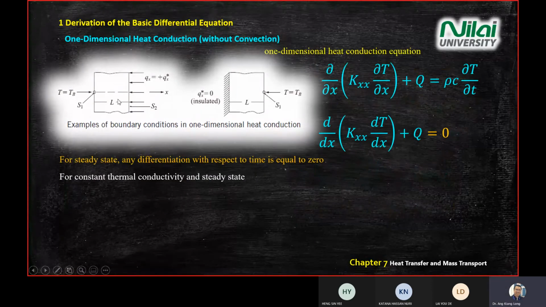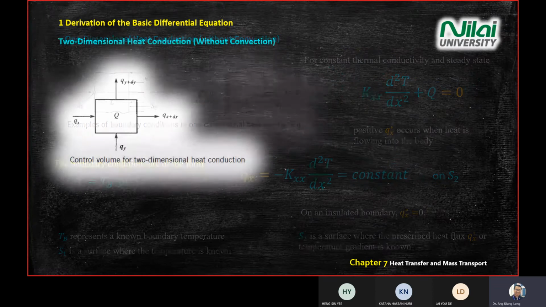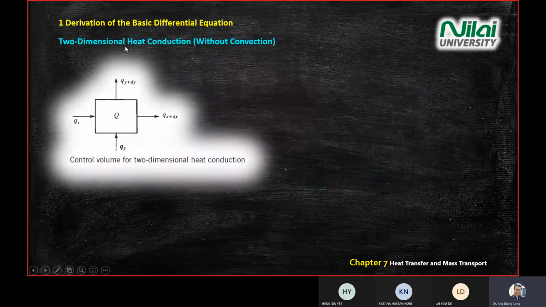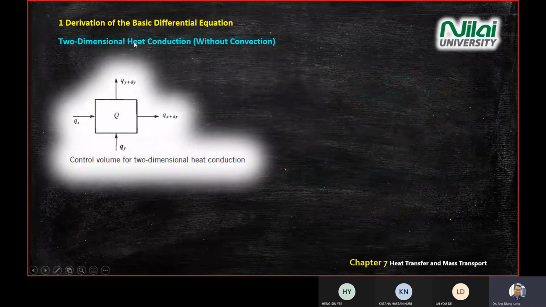All right, we are done with one-dimensional heat conduction without convection. Then we will continue with two-dimensional heat conduction. Now, one dimension, what does it mean? It means the Q only travels in one direction. In this example, we look at the X direction for one-dimensional. If you look at two-dimensional, it means your heat flux will travel in two directions, one in X, one in Y.